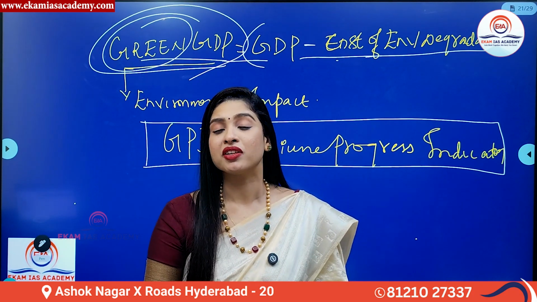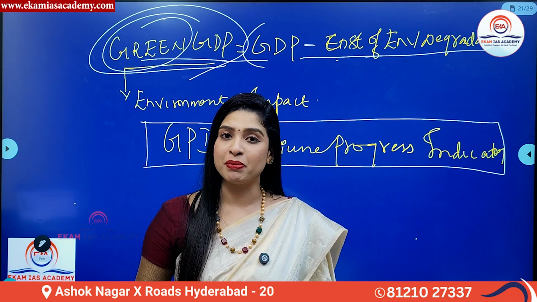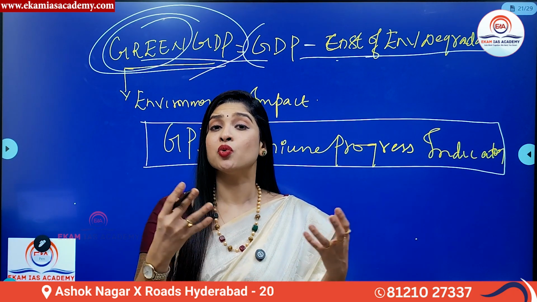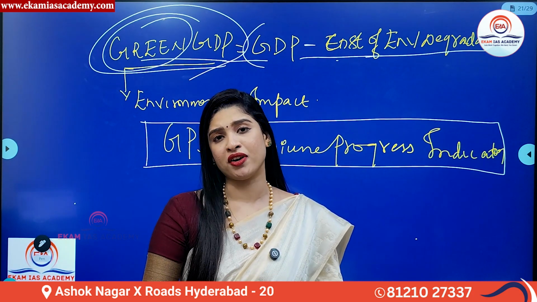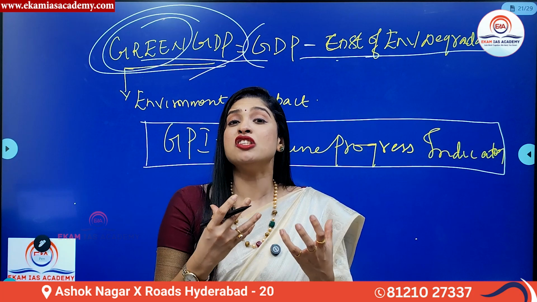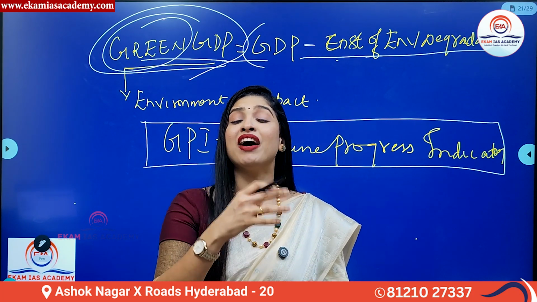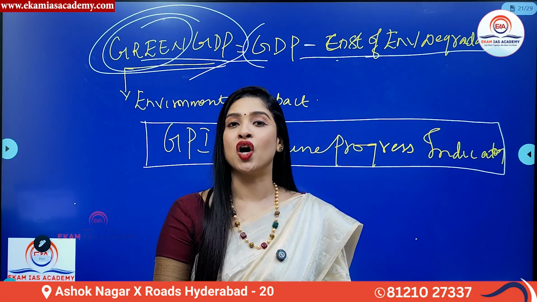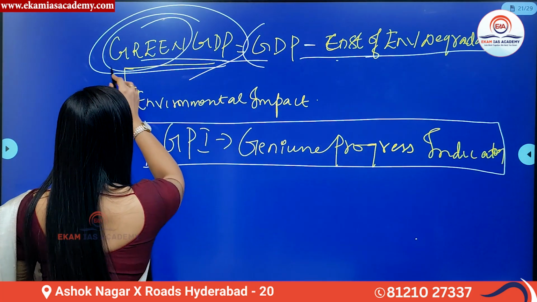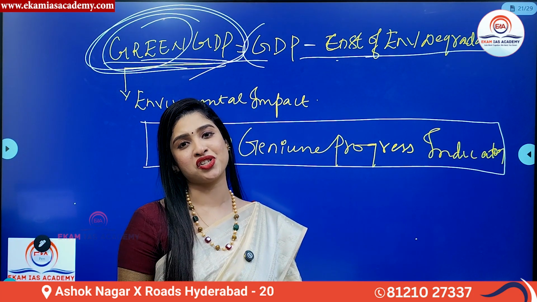Now, to begin with, what is green GDP in simple terms? We all know what is GDP. It is the total or the final output that is produced within the domestic territory of a country for a period of 1 year. Now, in this factor called GDP, when we include certain other elements like environmental factors, then that is called green GDP in simple terms. Green GDP is nothing but taking environmental cost or damage into consideration.